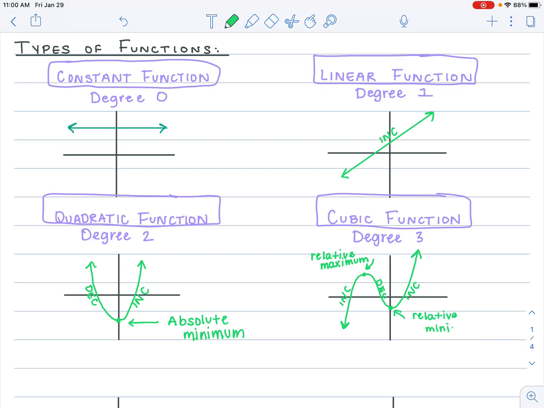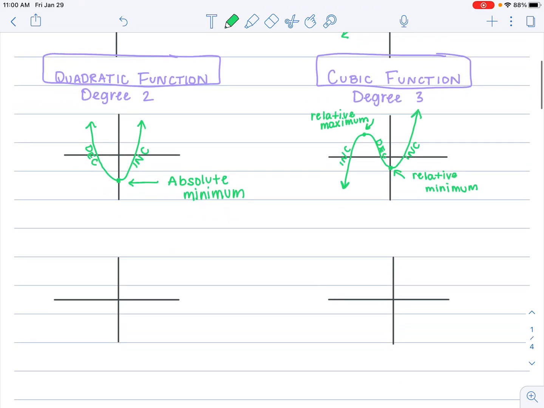This point right here, I would call a relative minimum. Again, it's on the interval from decreasing to increasing. All right, it's not the lowest point possible, but it is a very low point in the general area on that interval.